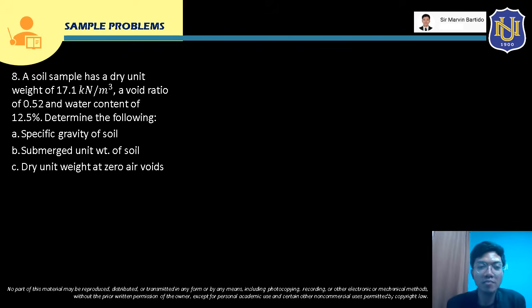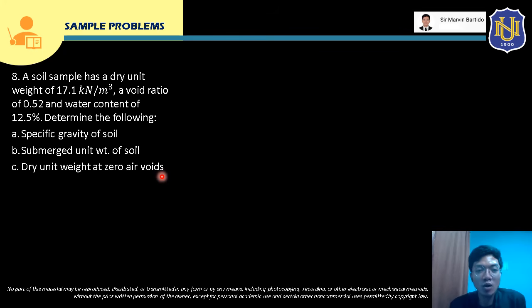For sample problem number 8, a soil sample has a dry unit weight of 17.1 kilonewton per meter cube, a void ratio of 0.52, and water content of 12.5%. Determine the following: specific gravity, submerged unit weight of soil, and dry unit weight at zero air voids.